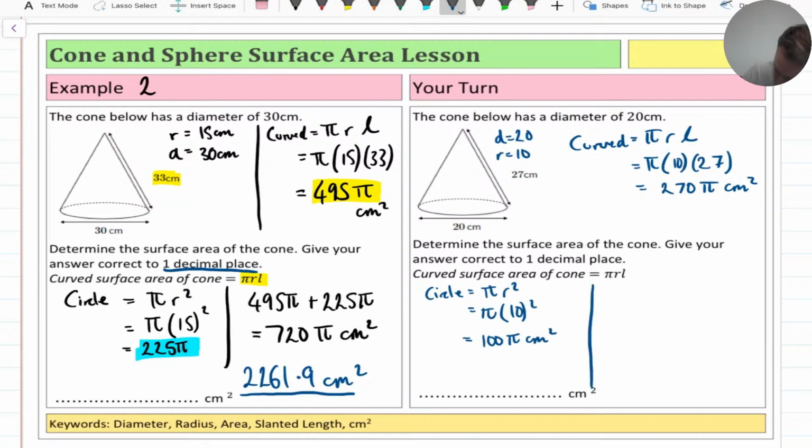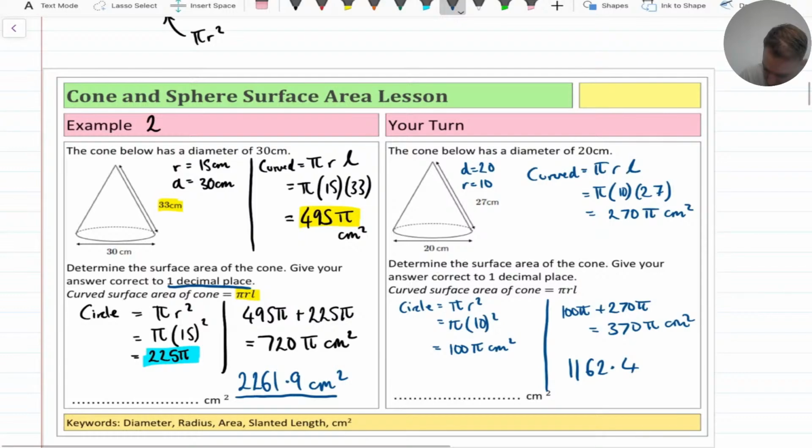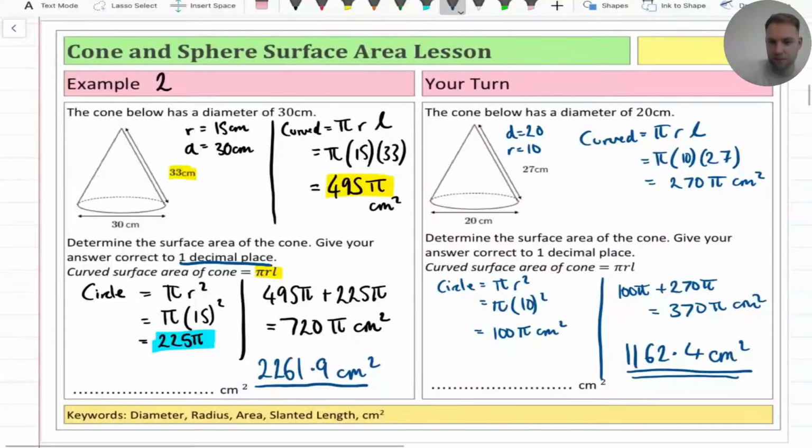We add those together. 100 pi plus 270 pi is equal to 370 pi centimetres squared. We need that to one decimal place, which is 1,162.4 centimetres squared. Brilliant. Super. Just give you a second to get that down.